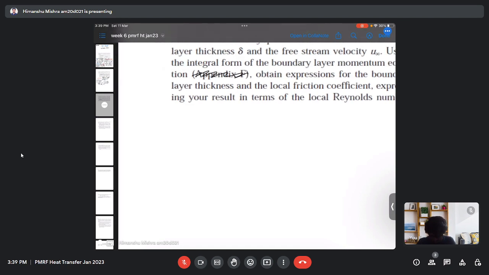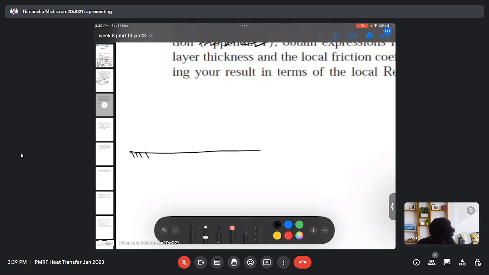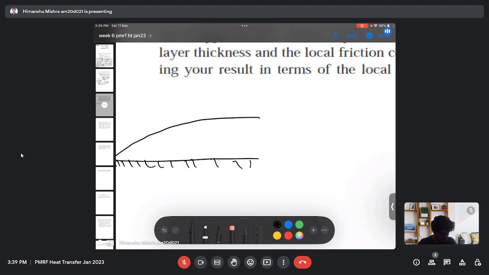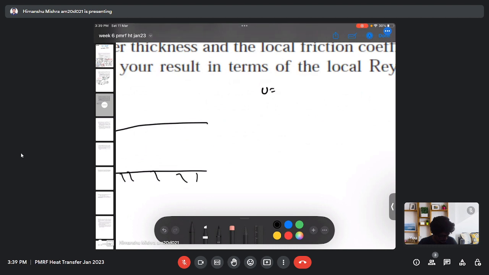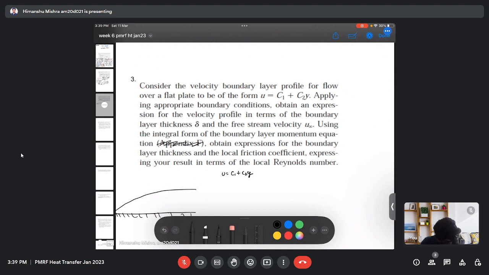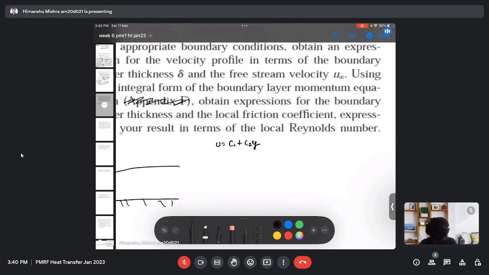So we have a flow past a flat surface here. And this is my boundary layer. And the velocity, we have been given the velocity profile, c1 plus c2y. So this is my velocity profile. So in the first part, we need to determine the expression for the velocity profile in terms of boundary layer thickness and free stream velocity u infinity.